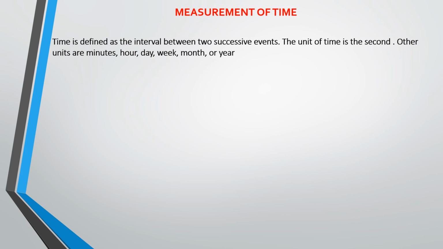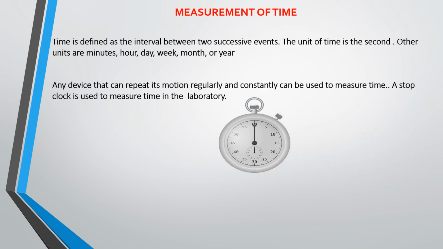Alright, so this is another quantity that we need to measure, and that is time. Measurement of time is very important. You need to know time at every point in time. So what is time? Time is defined as the interval between two successive events, right? The interval between two successive events is known as time, and the unit for measuring time is the second.